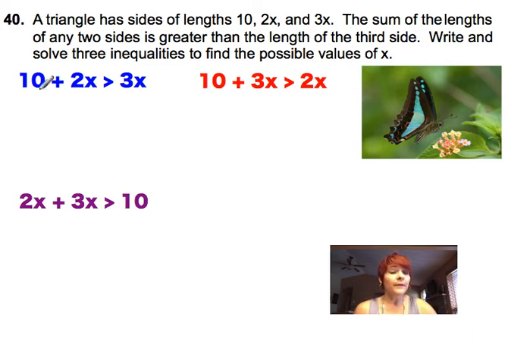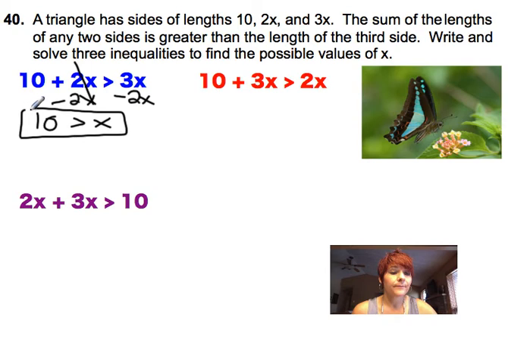So for the first one, I would first subtract the 2x so that the x's are all on one side. So I'd end up with 10 is greater than x. These guys canceled out. There's my first inequality. 10 is greater than x.